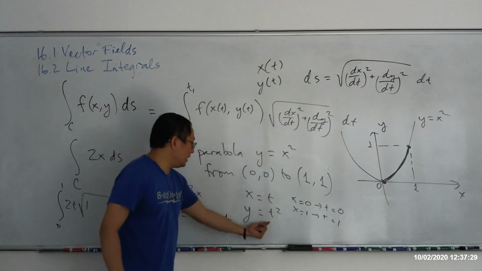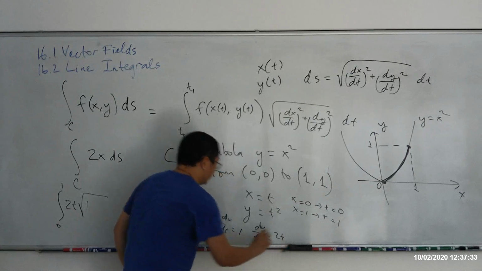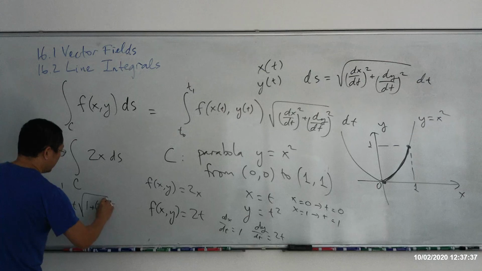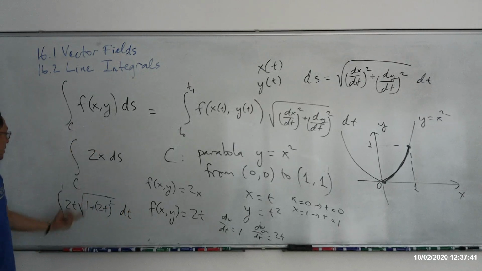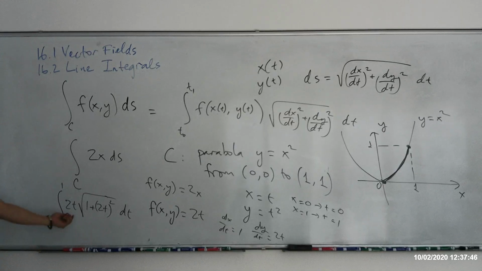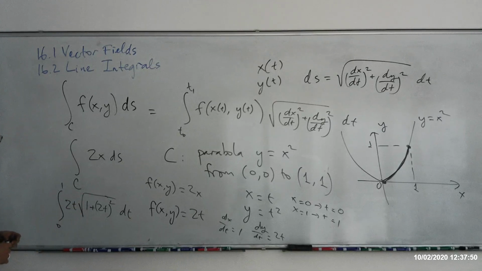dy over dt is 2t, so this is 2t squared. And then dt. And now you see, the line integral becomes a Calculus 1 integral, one variable. All you have to do is integrate that right here: 2t square root of 1 plus 2t squared dt.